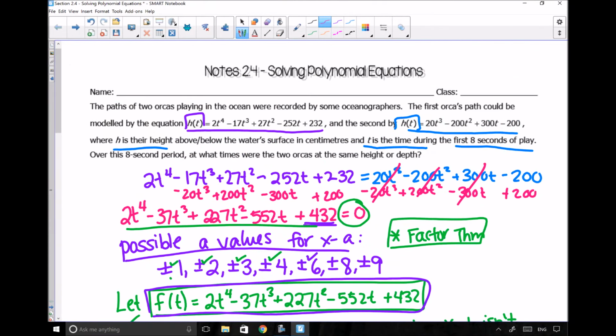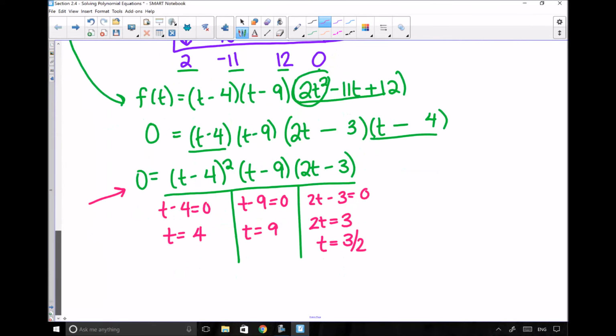It says, at what times were the two orcas at the same height or depth? So when are the t-values going to be the same? But remember, it has to be within the first 8 seconds of play. So let's go ahead and see what our answers are. We've got 4 seconds. This works. 9 seconds is too far out of our range, so this is inadmissible. Okay, and then 3/2 is 1.5 seconds, so this one is good. We're good to go for this one.